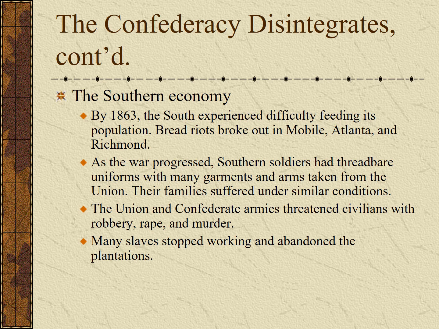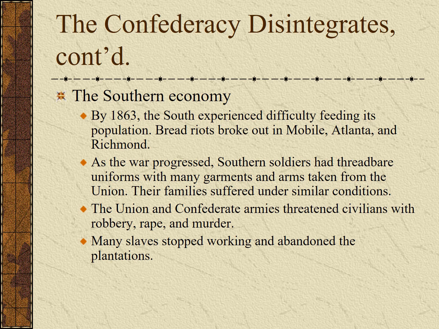By 1863, the South also experienced difficulty feeding its population, and that means not just soldiers, but people, because remember, there's a blockade going on. Bread riots broke out in Mobile, Atlanta, and Richmond. Those are people rioting because they literally have nothing to eat. As the war progressed, Southern soldiers had threadbare uniforms with many garments and weapons taken from the Union. They would literally take things right off of dead bodies because they had no better option. And their families suffered under similar conditions. When the armies would come through, it was not good for you if they were coming through the area in which you were living.